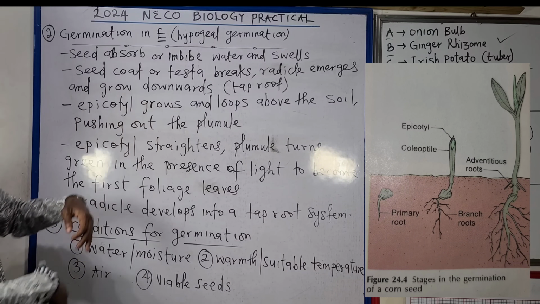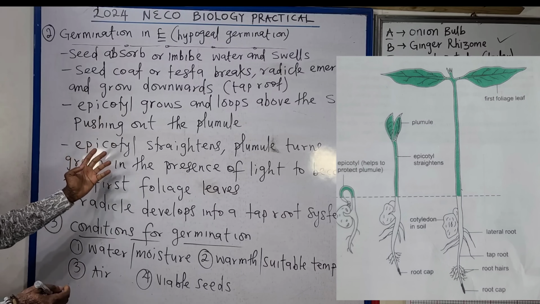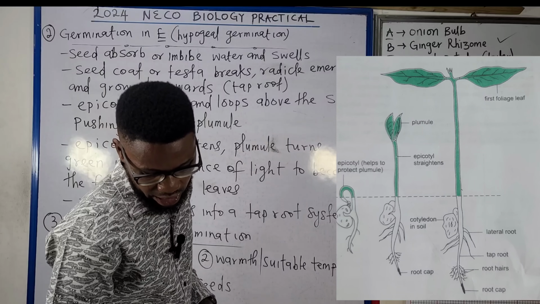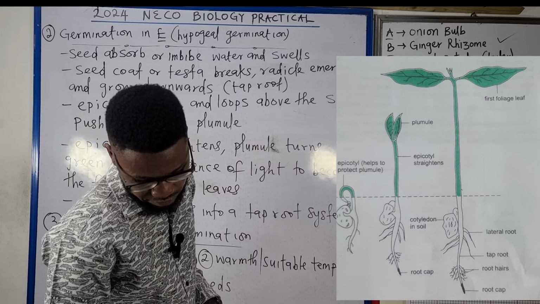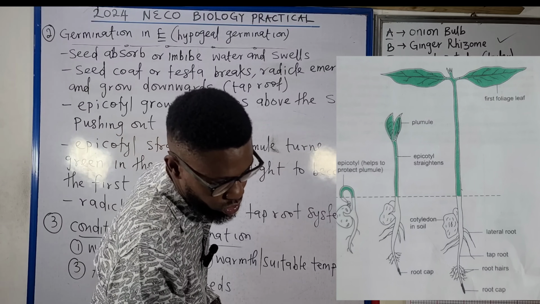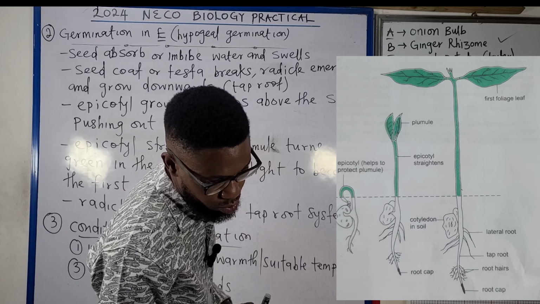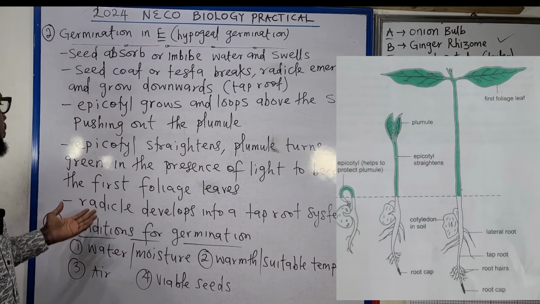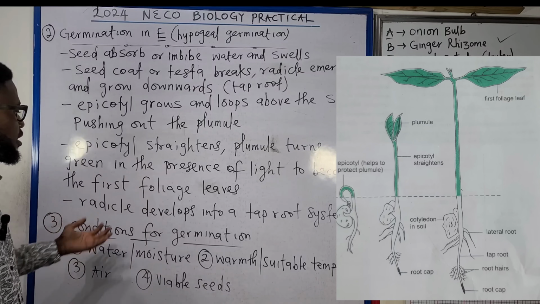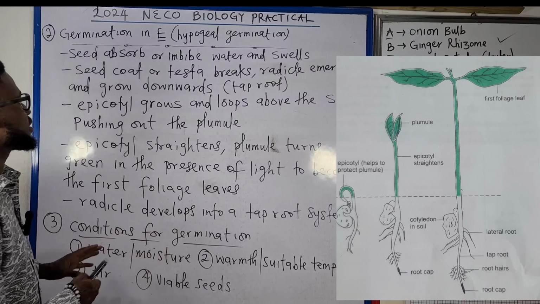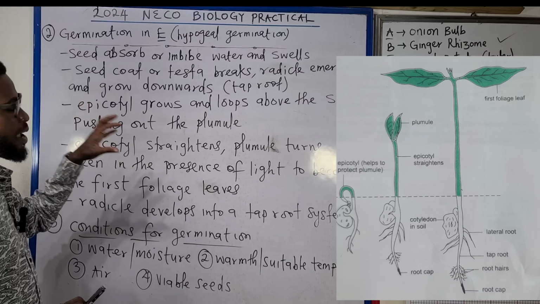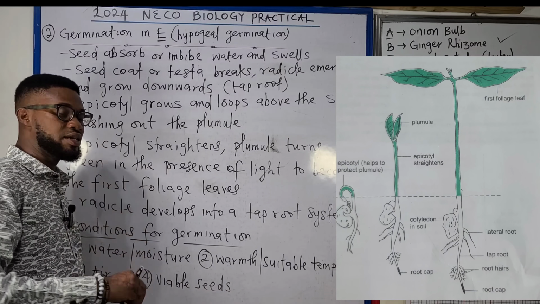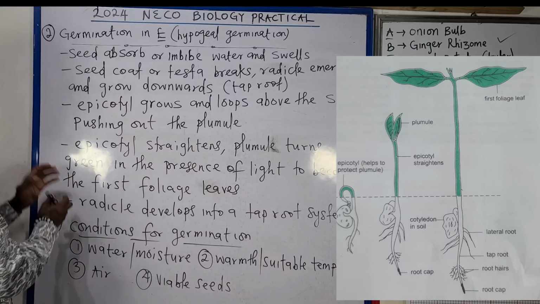Epicotyl grows and loops above the soil, pushing out the plumule. Epicotyl is then going to straighten. The plumule, in this case, you can see what we mean by the plumule. So epicotyl is going to straighten up, and the plumule is going to form the first foliage leaves. Radicle is going to develop into a taproot system. Here we don't talk of hypocotyl, and you can see that the cotyledons remain beneath the soil. So that is germination in E.